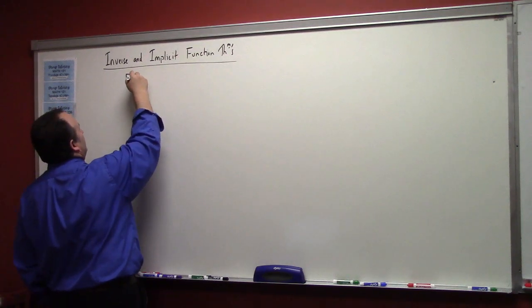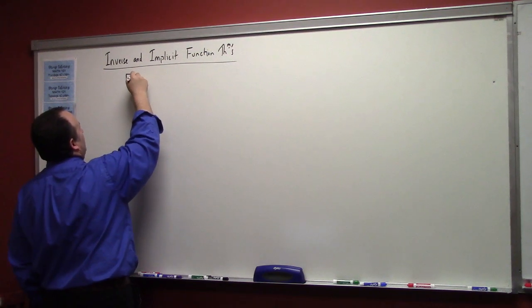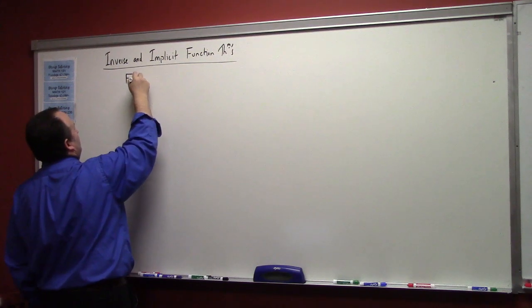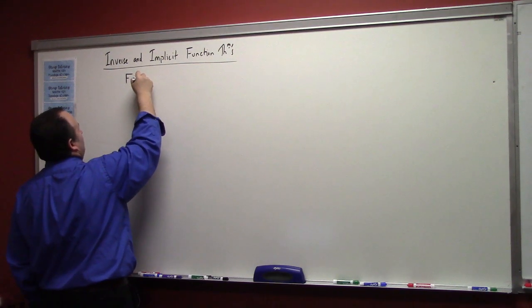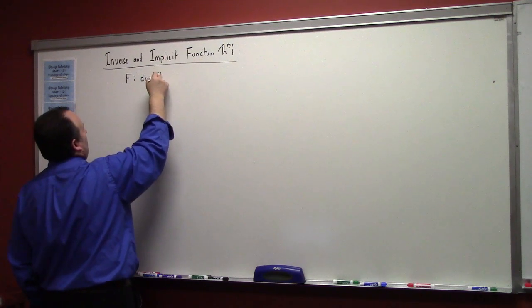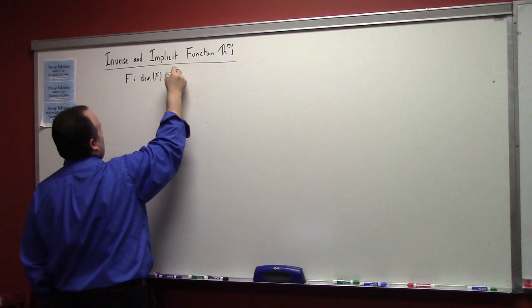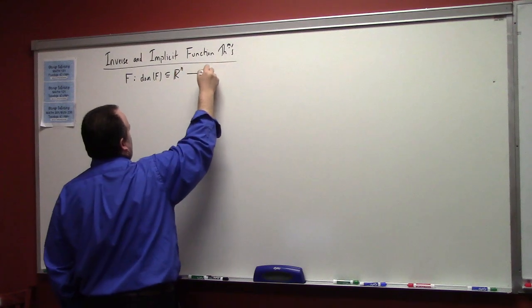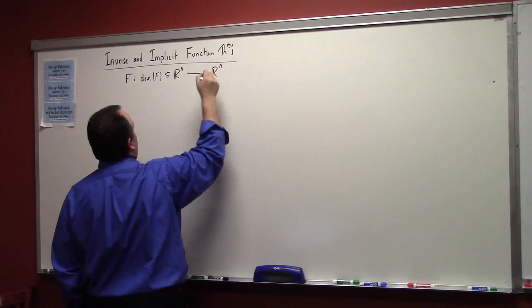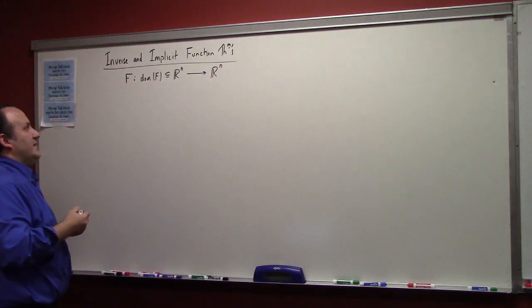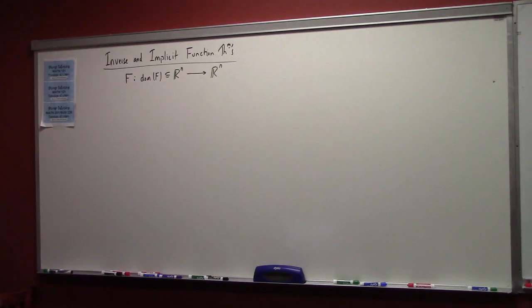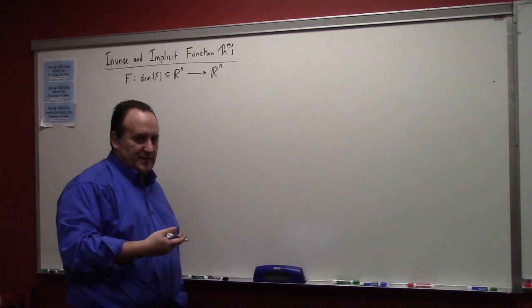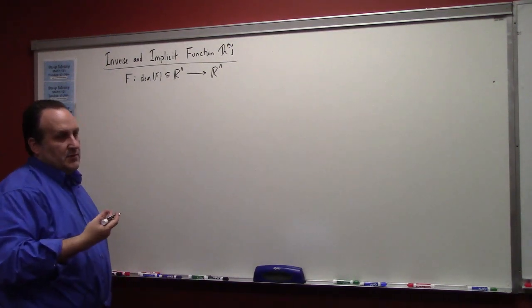But here, let's suppose we've got a function, really a map, where the domain of f is some subset of Rn, and it's mapping to Rn. All right. Then the question is, can we find an inverse function in this context? Or at least, can we find a local inverse, right?